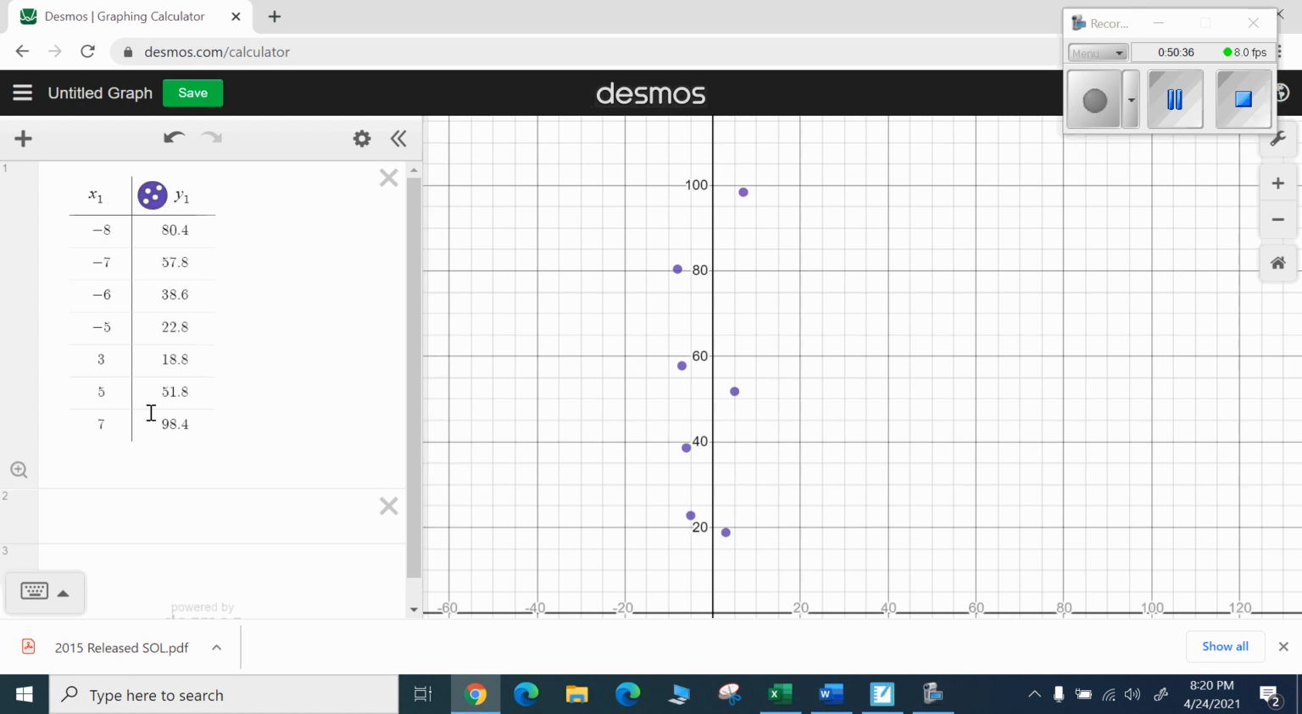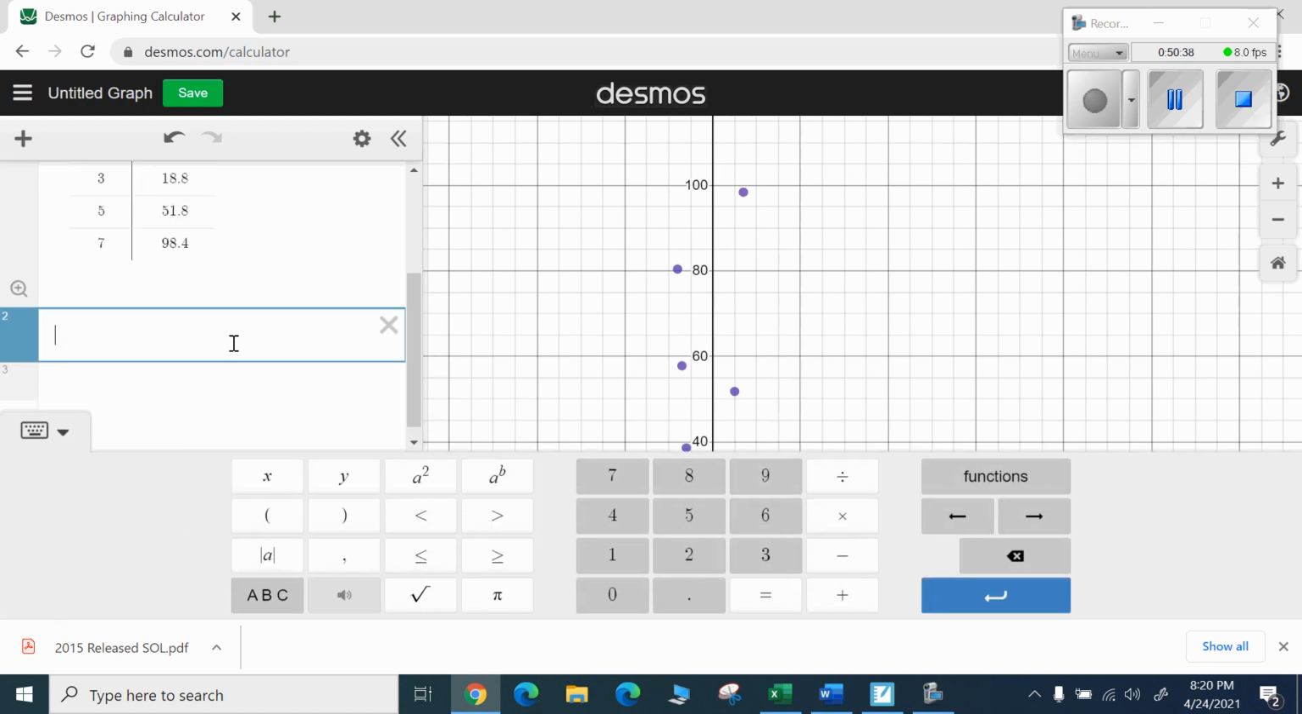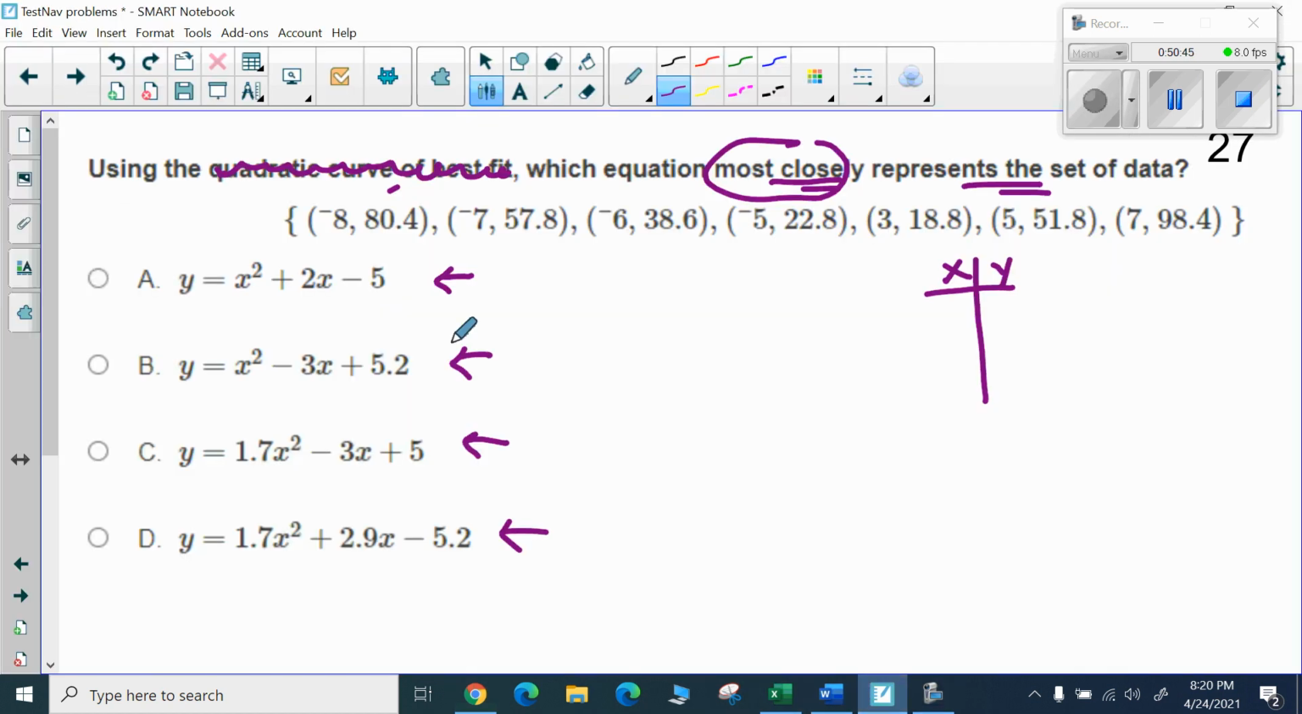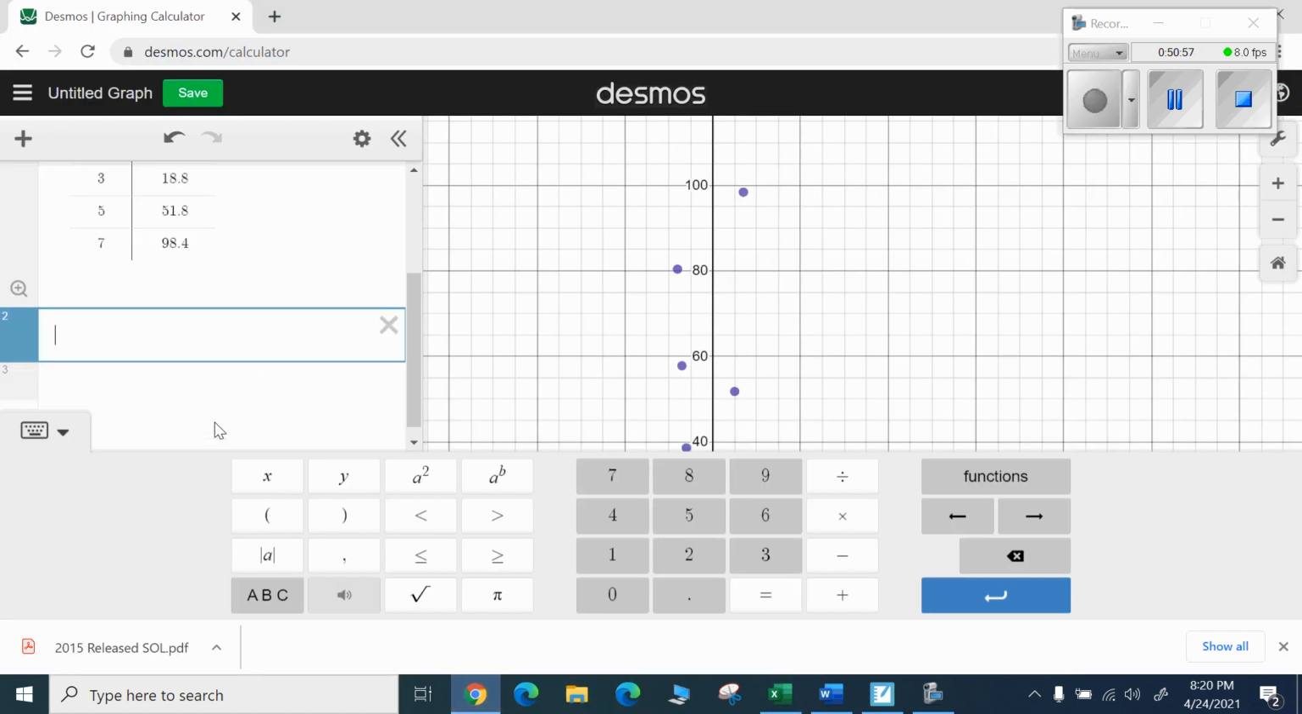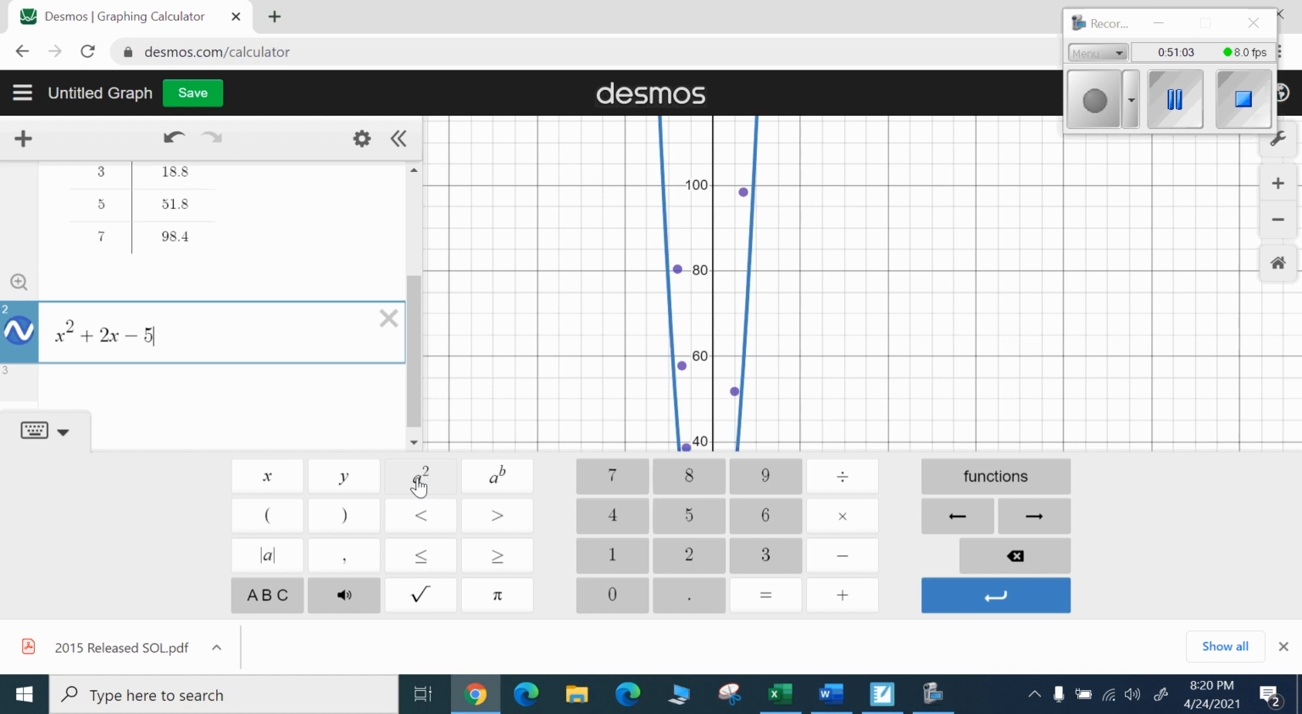Okay, now I'm going to keep the table here, and I'm going to go to the next row and type in the first equation. And remember, you don't have to type the y equals part if you don't want to. You can just type starting with the x squared, okay? So the first one is x squared plus 2x minus 5. So here we go. X squared plus 2x minus 5.